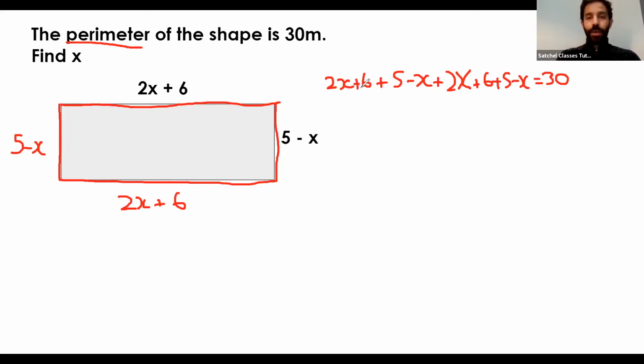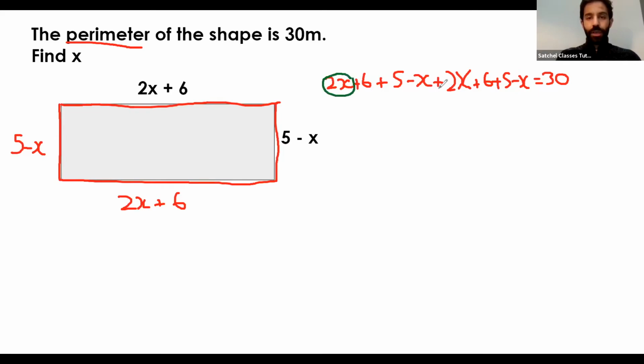But that's 2x plus 6 plus 5 minus x plus 2x plus 6 plus 5 minus x is equal to 30. So I've just added the length of all these sides. Now I'm going to start by collecting the like terms. So I'm just going to use a different color. I use green. So these are my x terms.